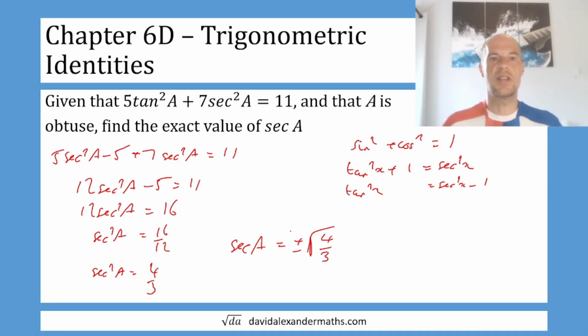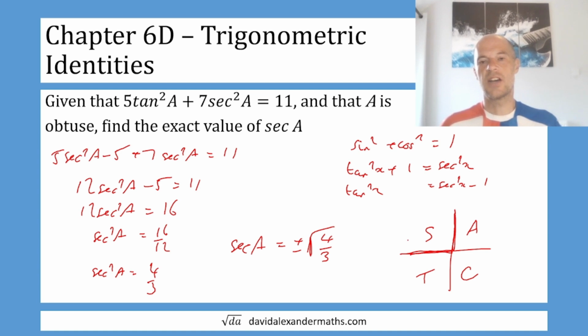Now, is it plus or is it minus? We know that A is obtuse. So, CAST. If it's obtuse, it must be between 90 and 180 degrees, so sine is the only one that is positive. So cos would be negative, and if cos is negative, then sec is also negative. So the sec of A would be minus the square root of 4 over 3, which is root 4 over root 3. So 2 over root 3 might be a better way of writing that, or 2 root 3 over 3, but it's definitely negative in this case.